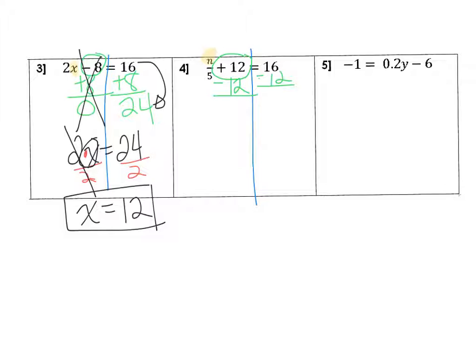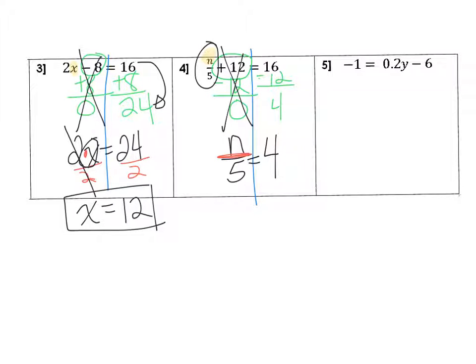So plus 12 minus 12 makes 0, and 16 minus 12 makes 4. So again, I've changed quite a bit on the equation, so I need to go ahead and rewrite it. So now this is gone, but I still have the n divided by 5. So n divided by 5, and on the other side I have a 4 now. So my equation is still being divided. N is being divided by that 5. So the opposite of dividing by 5 would be multiplying by 5.